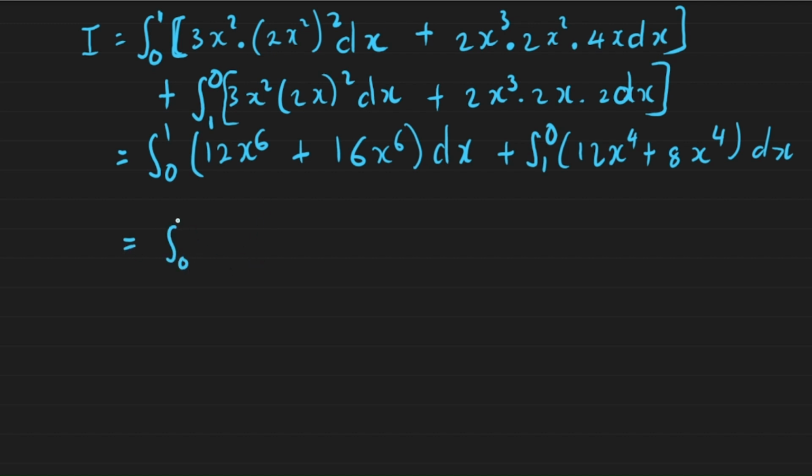We can just simplify this. So 12 plus 16 is 28. So we have 28x to the power 6 dx. So what we can do is, instead of integrating from 1 to 0, we can just reverse the order of integration. And of course, we have to change the sign when we do that. And 12 plus 8 is 20. So we have 20x to the power 4 dx.